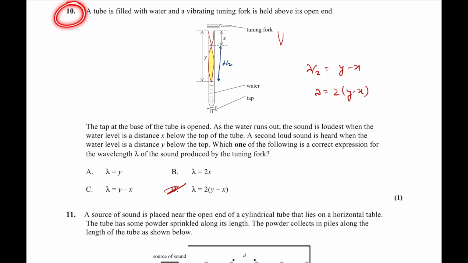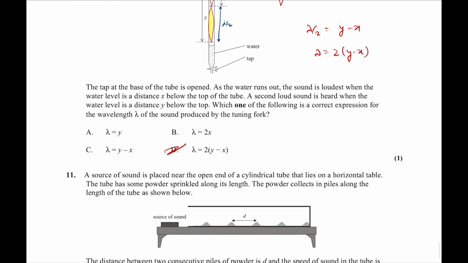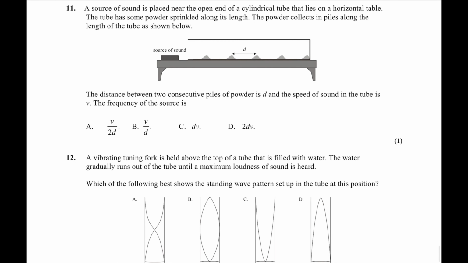Okay, if you have not understood, please let me know in the comment box. I will try again. Now question number 11 is quite simple. Let us say this is the closed end, so a node is forming, and this is the distance between the nodes. This is one node, this is the second node, so D is equal to lambda by 2. We have to find out the frequency of the source. So V is equal to f lambda. So f will be V by lambda, which is V by 2D. So option A is the right answer.